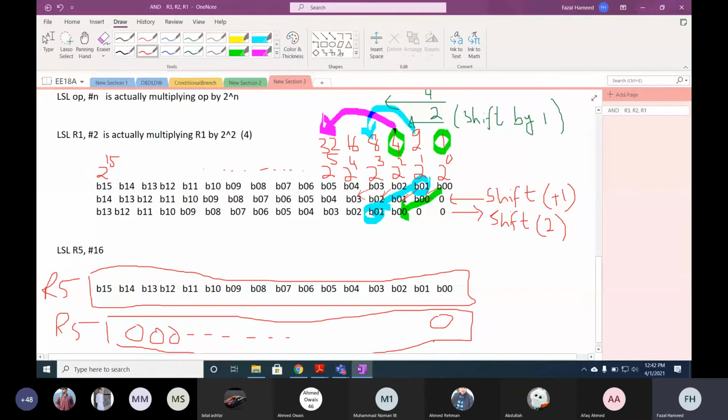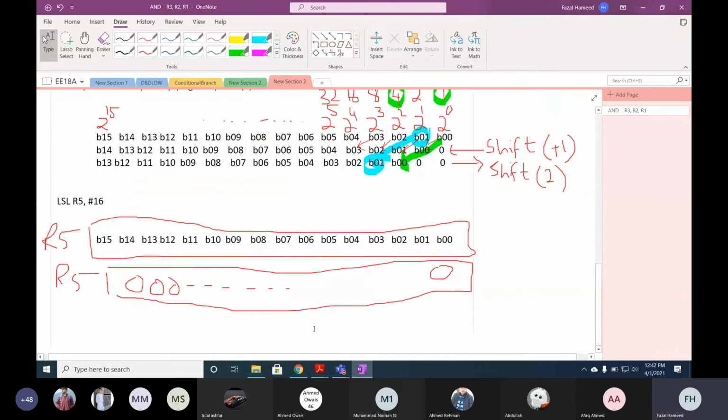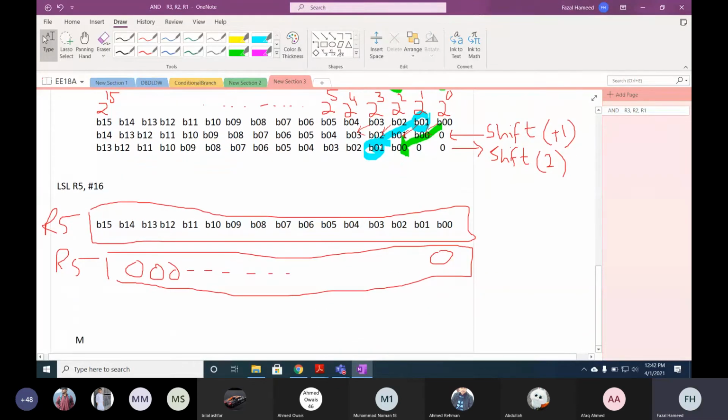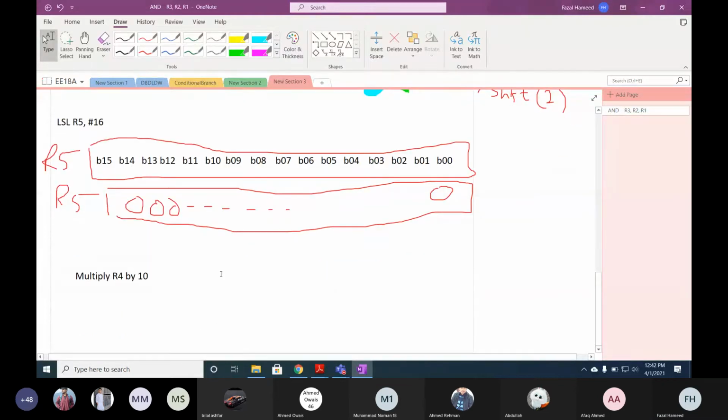Now, if we want to multiply R4 by 10, how can we do that? We want to multiply R4 by 10. How will we do it?